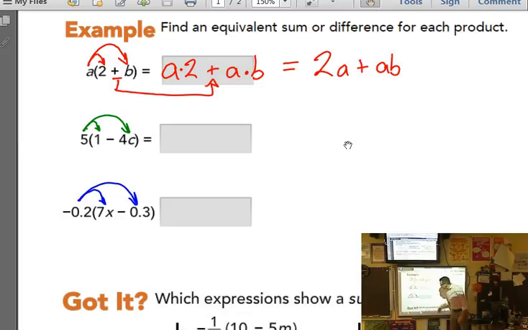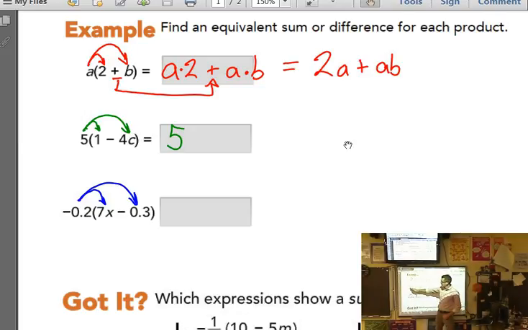So, for my green arrowed expression down here, my 5 distributes. Each arrow shows me multiplication. So this becomes 5, what?